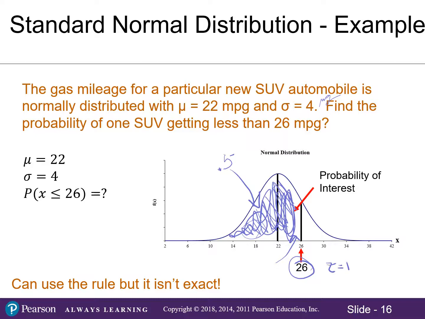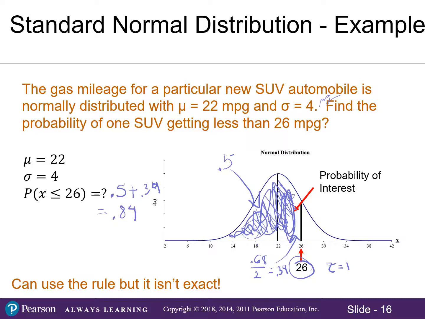Going one standard deviation away in each direction would be between 18 and 26, and that would be 68% of all data. But I only want this half of it, so that's 68 over 2, which would be 34. So it's 0.5, and then I have to add 0.34 to this. So this should be about 0.84.